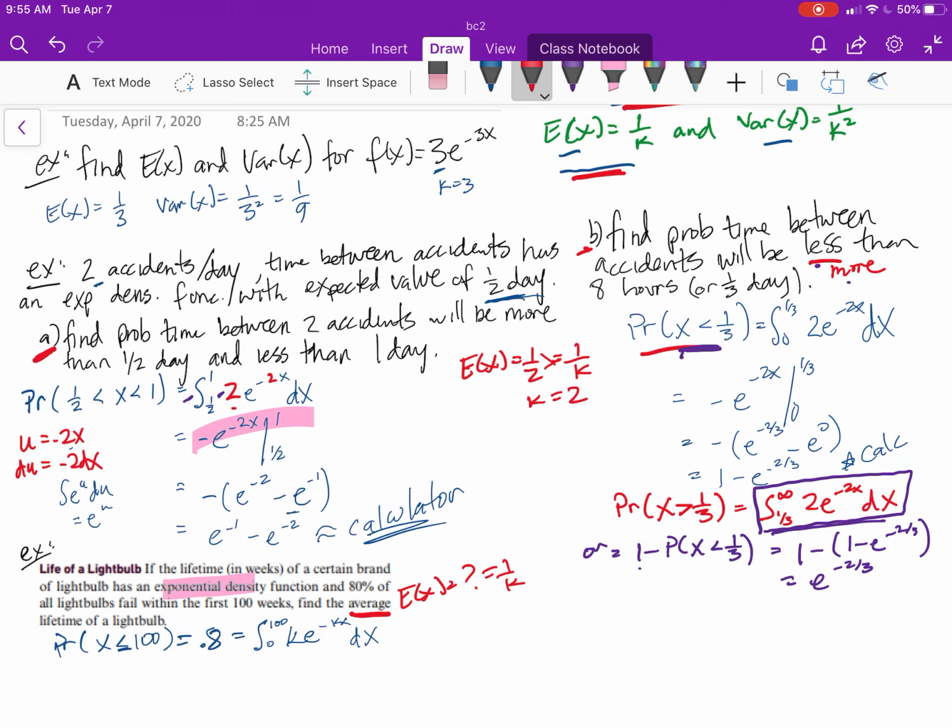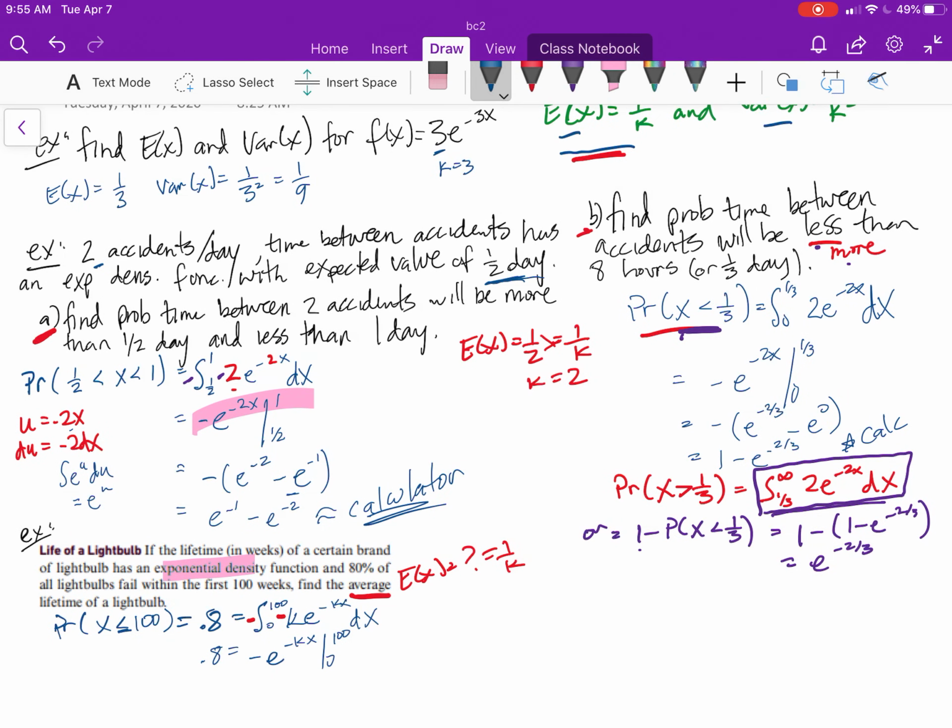All right. Using similar reasoning as above, I need e^u du, so I need a negative here, which means I need a negative there. All right, so integrating this, we just get a negative e to the negative kx, 0 to 100, 0.8 equals that. Right, we could just move that negative to the other side and have negative 0.8. So now I'm just substituting 0 and 100 for x. So we'd have e to the negative 100k, right, k.